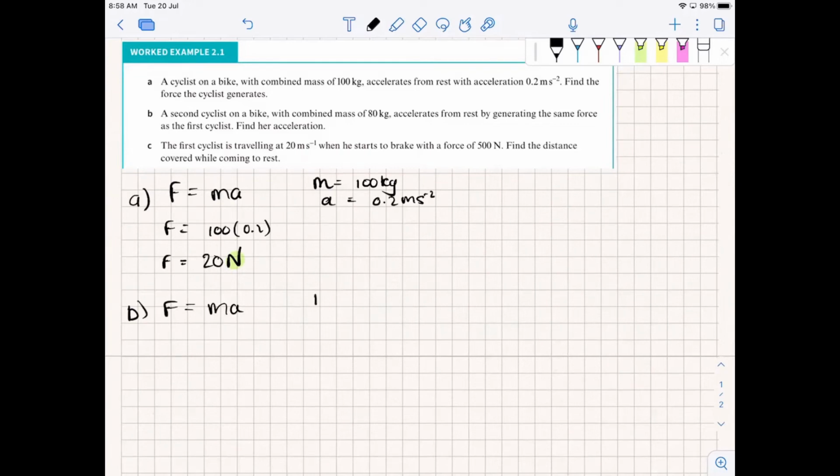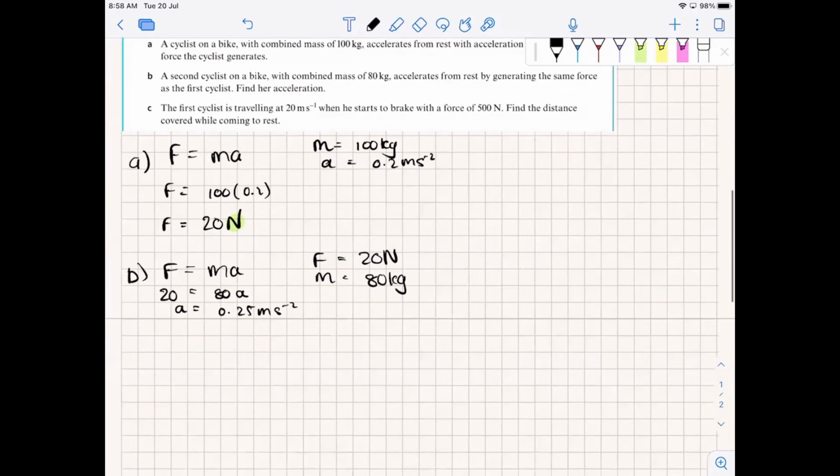This time we know the force. It's the same force as cyclist A, and cyclist A had a force of 20 newtons. And we know the mass of this cyclist as 80 kilograms. So basically we just have different variables. We have 20 equal to 80 times a. And so we can work out our acceleration is equal to 0.25 meters per second squared. Very difficult stuff, hey?